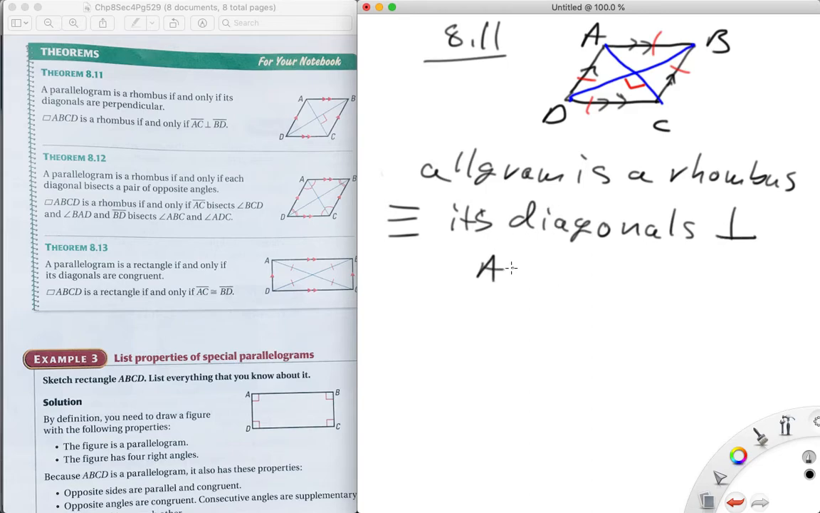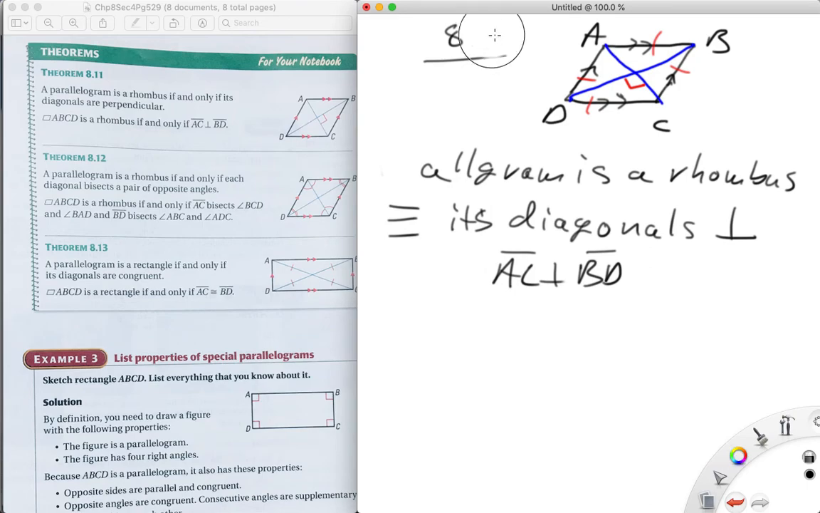AC is perpendicular to BD. Okay. A parallelogram is a rhombus if and only if its diagonals are perpendicular. So diagonals are perpendicular in a rhombus, which also means diagonals are perpendicular in a square, by the way, because a square is a rhombus and a rectangle. So keep that in mind. Whatever applies for a rhombus applies for a square. It's implied.